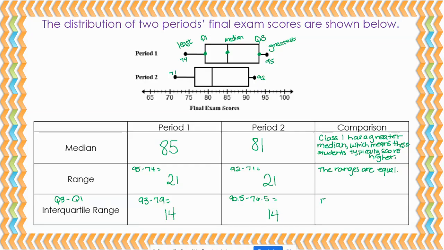So for this one, the IQRs or interquartile ranges are also equal. So because of this, I cannot compare consistency because the consistency is the same for both. They both have the same range and the same interquartile range.